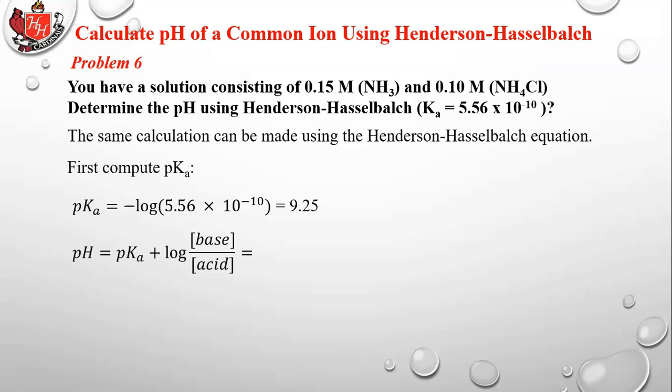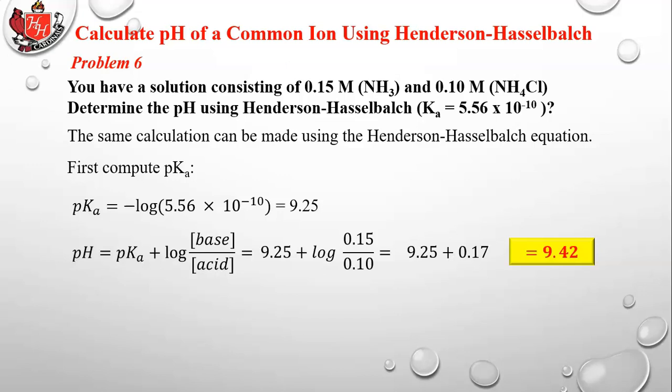Now you can plug that into Henderson Hasselbach. There's the equation. So it's 9.25 plus the log of the base concentration on the top, that's the ammonia, 0.15, the acid concentration on the bottom, the ammonium. Just do the math on that, and you get 9.25 plus 0.17. So there you go. Okay, it's 9.42.